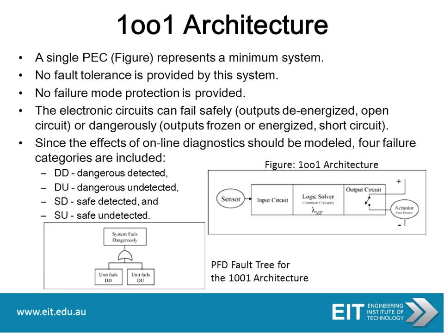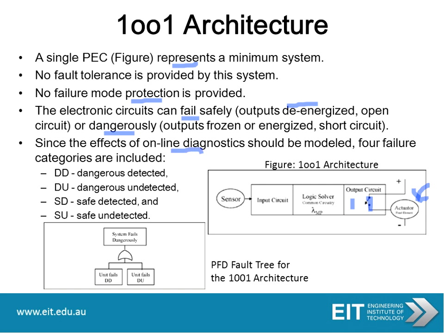Now, if you start looking at the 1oo1 architecture, this represents a minimum system. So no fault tolerance is provided by the system. No failure mode protection is provided. Your electronic circuits can fail safely, which means output de-energized, open circuit, or it can fail dangerously. So that means output frozen or energized, short circuit. So there's the output circuit. So if it fails open circuit, then it's fine because there's no power going to the actuator. So that's safe. But if it fails short circuit, then it means we will have continuous power to the actuator with no means of disconnecting that.